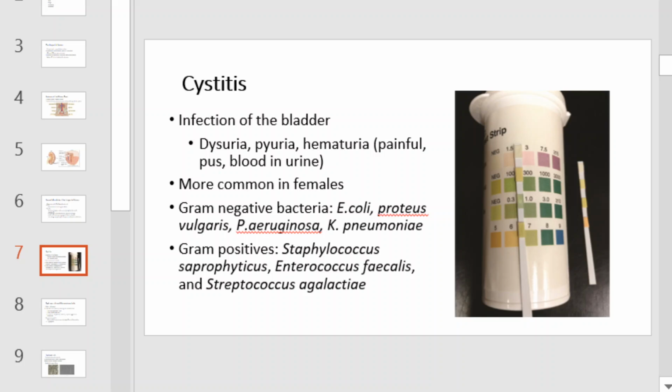Gram-negative bacteria such as E. coli, Proteus vulgaris, Pseudomonas aeruginosa, and Klebsiella pneumoniae are often causes of this type of infection. Gram-positive bacteria such as Staphylococcus, Enterococcus, and Streptococcus can also cause this infection.